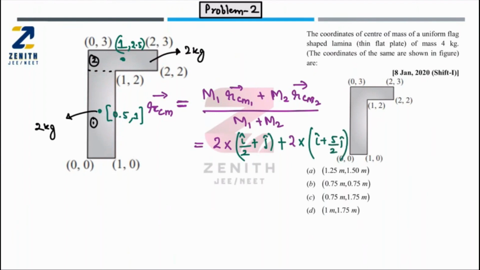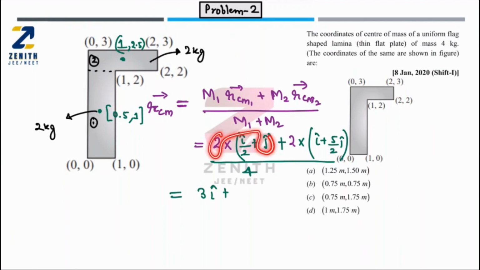Okay, so you can also calculate XCM for M1 X1 plus M2 X2 and for YCM, but I have discussed in a vector form, so it will reduce your calculation. Okay, M1 plus M2. What is M1 plus M2? 2 plus 2, which is 4. Now you can simply solve this. So this is nothing but 3 I cap plus J cap.